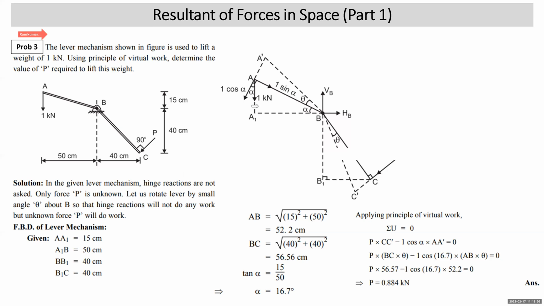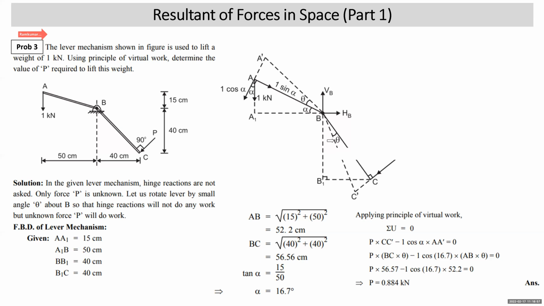A1 length is given to us as 15 centimeter in this right angle triangle, and A1B is given as 50 centimeter. So the length AB is first to be found. Using the Pythagoras theorem, AB is the square root of 15 square plus 50 square, that is 52.2 centimeter.